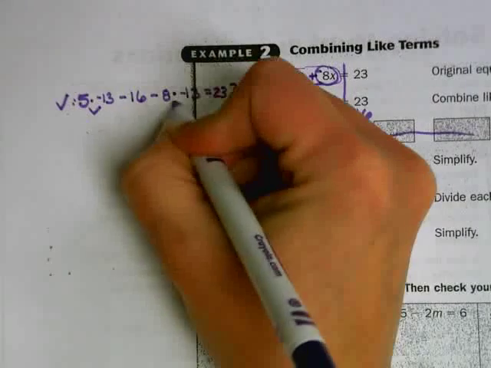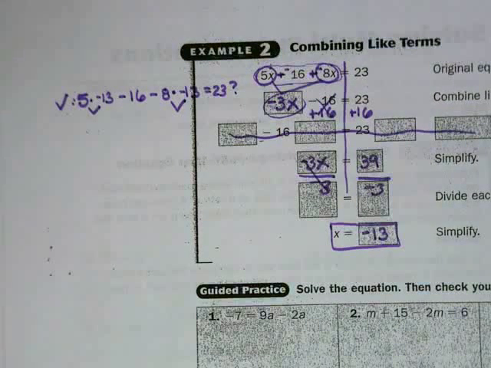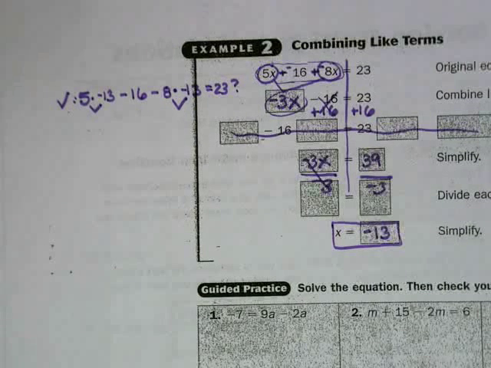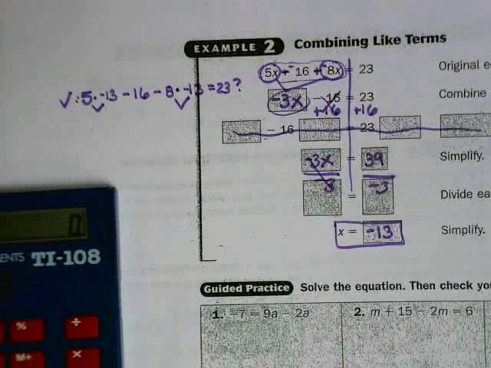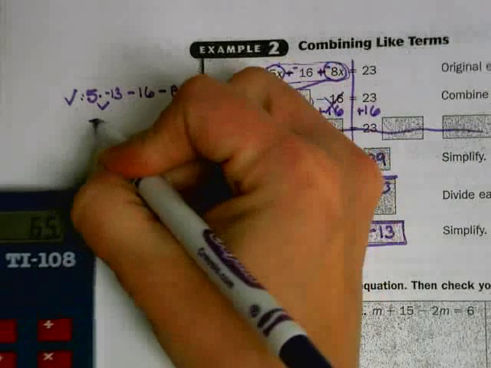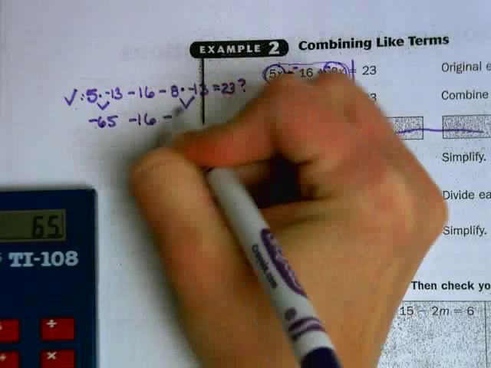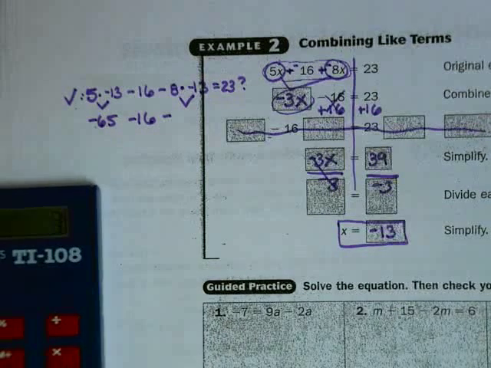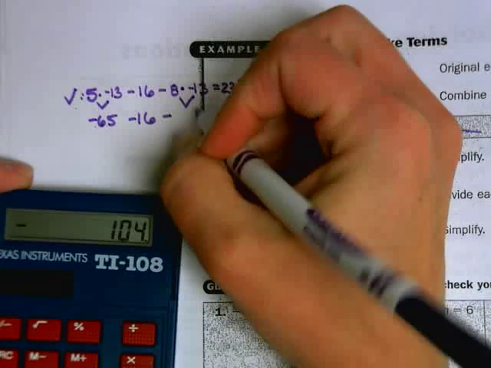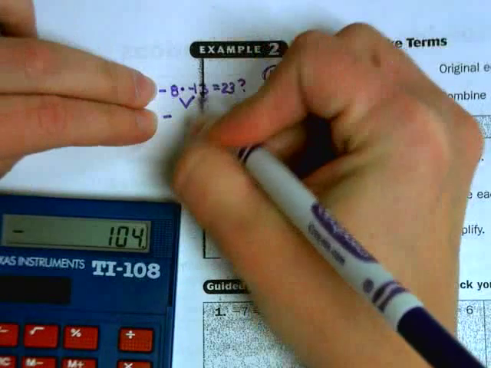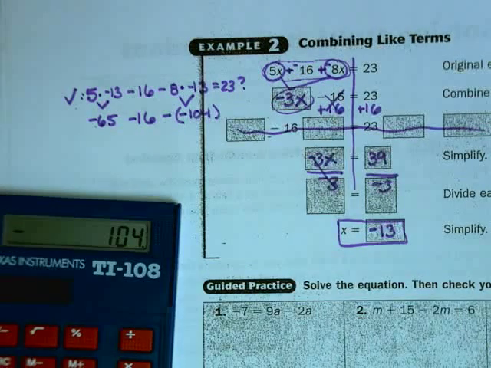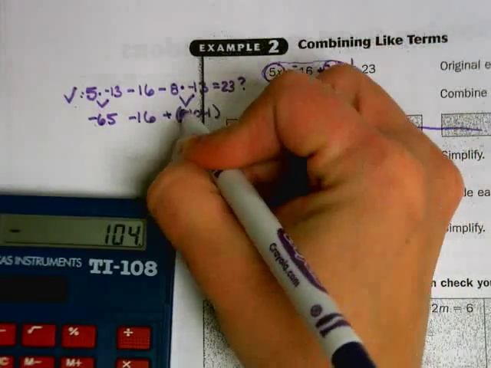I need to do my order of operations when I'm just trying to simplify this. So let's go ahead and do some multiplication. I can do this in my head, but I'm going to bring my calculator in just to make sure, especially because this is a check. 5 times 13 negative would be negative 65, minus 16, minus, and I've got 8 times 13 negative is going to be a negative 104. So careful here because that was a minus, and now this is minus a negative right there. So minus a negative is really like plus a positive.